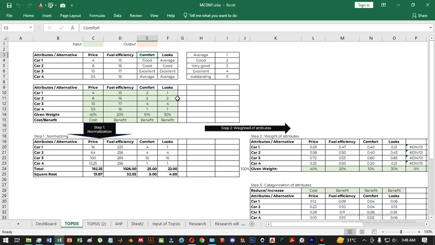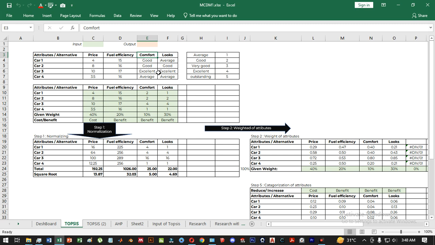Every day we are making different kinds of decisions for different situations. So today I'm going to show one of the methods. By using this method, you can make very good decisions. It can be used in any situation, whether you have some attributes and some alternatives.